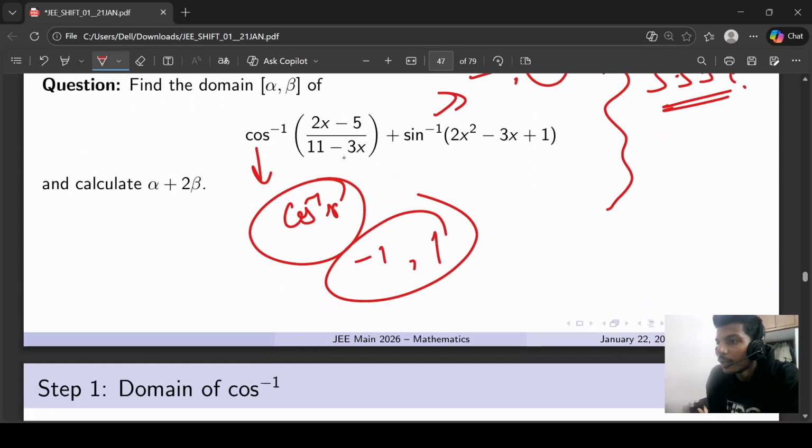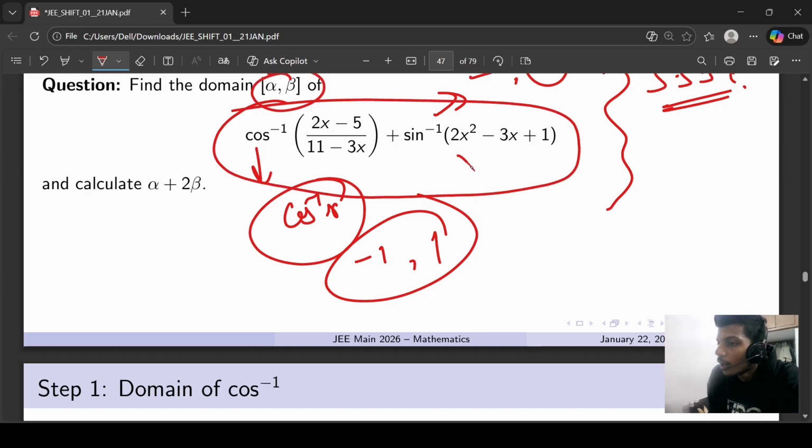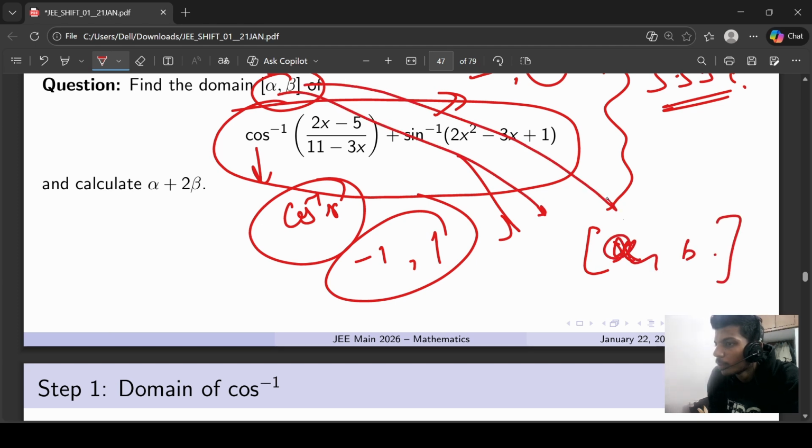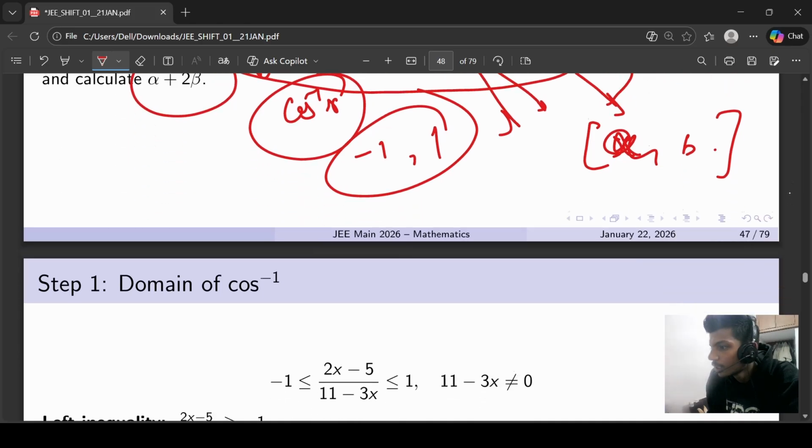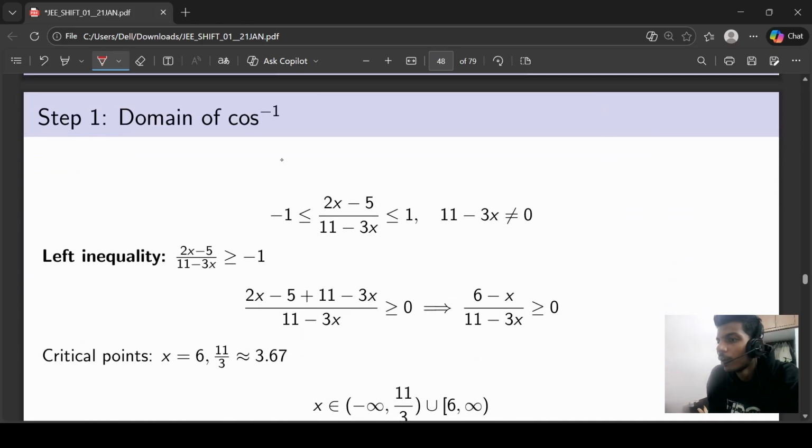Okay, and what has been given? The domain is given as alpha, beta. We will first find out its domain. It will come as something of x, some number, let's say a, and some number, let's say b. Then we put alpha as a and beta as b, so we get the values of alpha and beta and we simply find out this. Got it? So going for this question, we know that cos inverse will lie from -1 to 1.